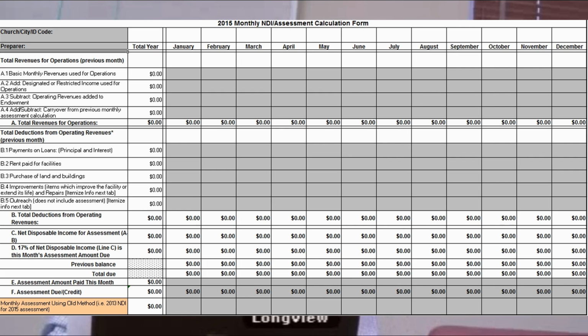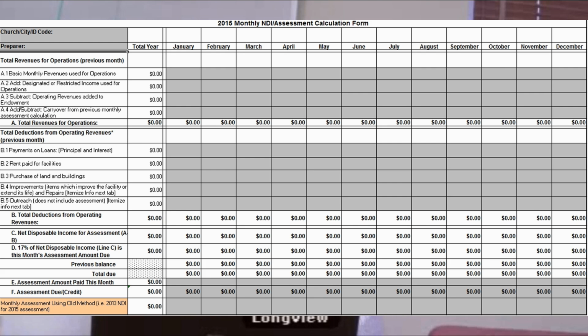Okay, and then line A4, and we're going to go through this carefully because it's a special case situation. You add or subtract carryover from the previous month's assessment calculation, not what you paid. It's only the calculation. If you had a month where somehow you had more deductions than you had revenue, you would end up with a negative balance, and so you wouldn't owe anything for that month. But you don't get full credit for all the deductions if you don't carry over the negative part into the next month. So that's the way that you can carry over the calculation part. It has nothing to do with what you're actually paying. It has to do with the calculation itself. But it is a way that you can get full credit for your deductions.